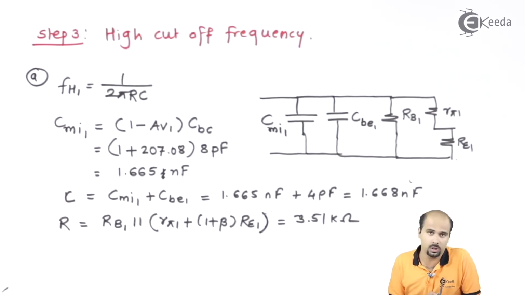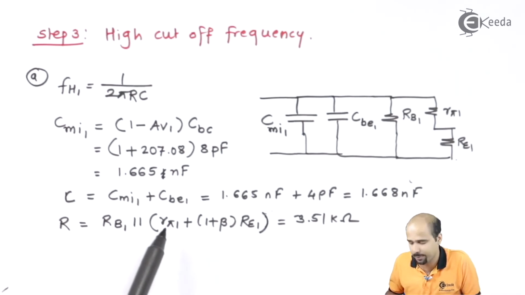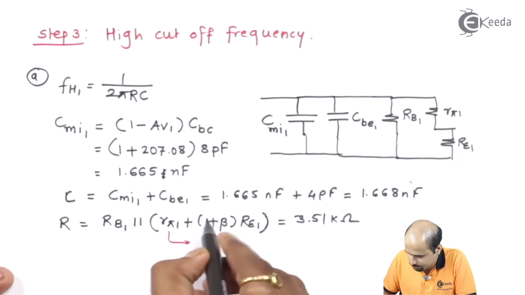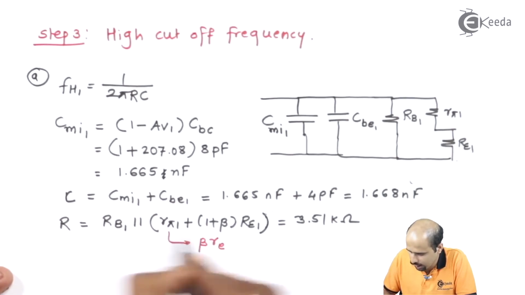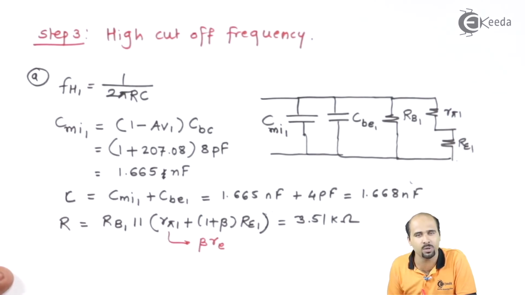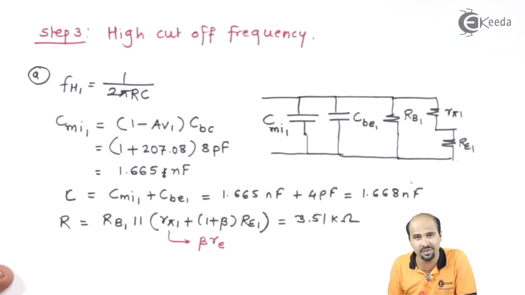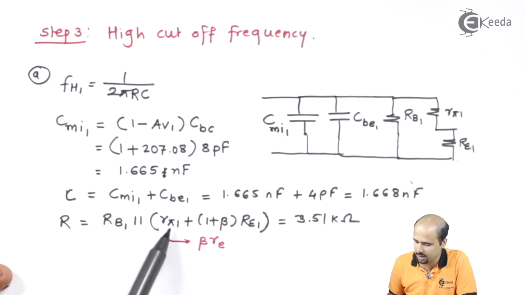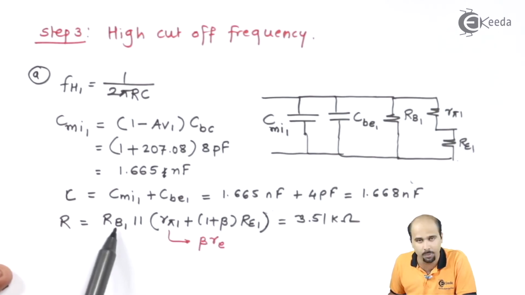You may get confusion about how to calculate the value of RPi1. See to it that the value of RPi1 is nothing but beta into Re. We have got the value of Re as 6.53 ohm. We have the values of beta 1 and beta 2, that is, beta is equal to 200. So just multiply 200 with 6.53 and we'll get the values of RPi1 and RPi2 as well. Once we get this value of RPi1, we'll incorporate it in this bracket, and then take the parallel combination along with RB1.